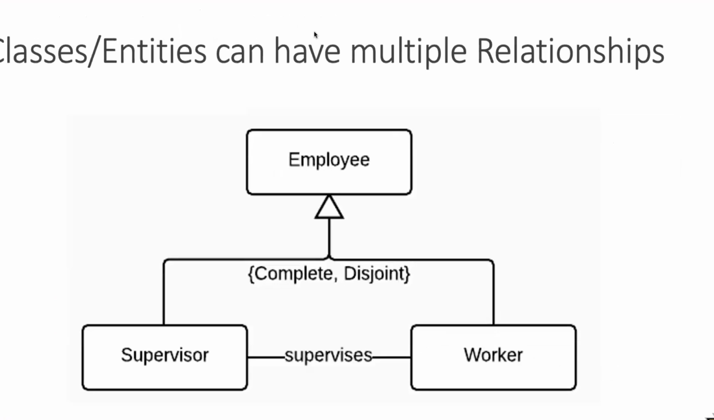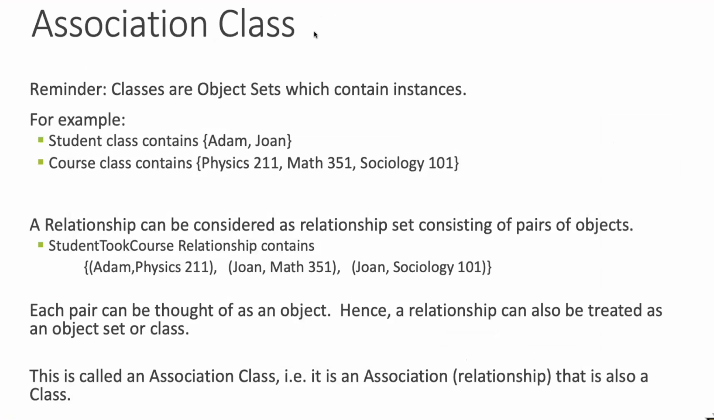As an example here, again, we have the employee in one system, that could be a supervisor or the worker. So supervisor supervises the worker, and also there is a complete relationship here, which means there are no other groups other than these two groups in the organization, but also there is no overlap between these two groups. So that's why we have the disjoint version as well.